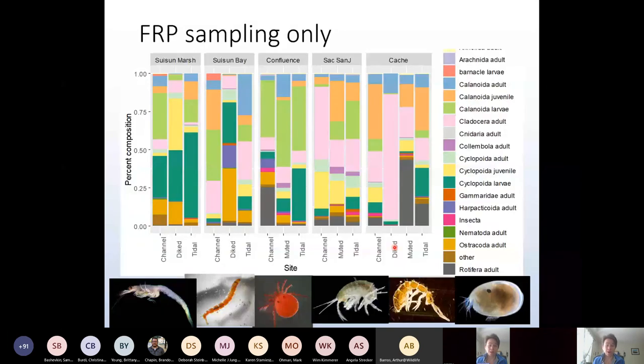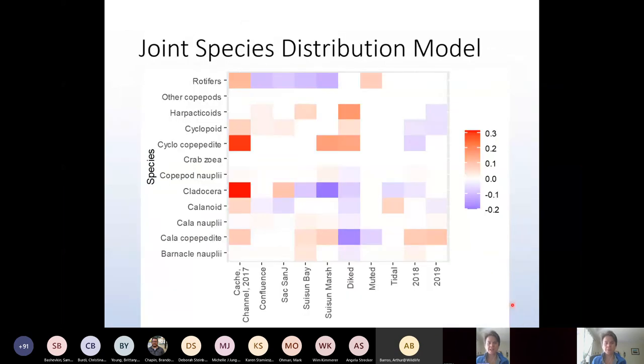I do want to quickly point out that, as I said, we had to drop a lot of critters out of our data when we combined the data because not everyone counted all of them. And if we look at just the Fish Restoration Program sampling, which counted more critters than the other ones, we had more interesting things going on, in particular ostracods, which were really common in some of the dike sites and not the other sites. Also collembolans, which were much more common in the muted tidal and tidal sites than the channel sites. So I'm really excited about diving into that data a little further later on, but not today.